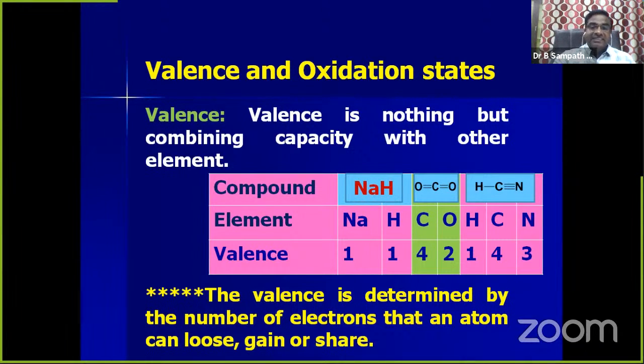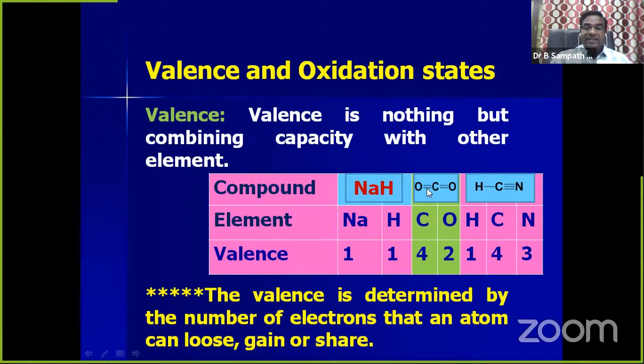Here the valency is combining capacity, means with how many elements sodium combined? Only one element. That's why here, this is the compound, this is the element, this is the valency. Here sodium valency is 1 because sodium loses only one electron. Here hydrogen valency is 1 because hydrogen combined with only one element, that is the sodium, or it received only one electron from the sodium.